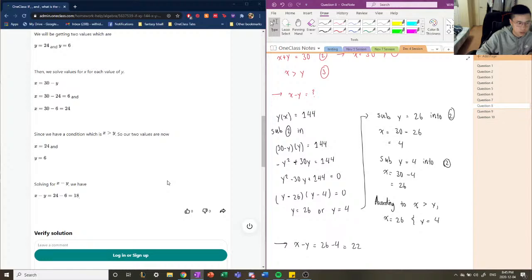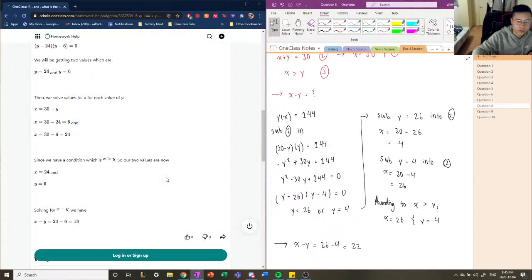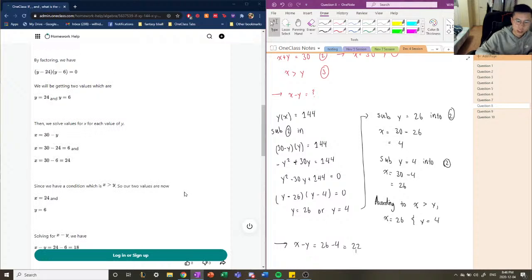Why is this 24? Oh, sorry, y equals 6 here. It's 24 and 6, sorry. Man, my factoring is so bad. Sorry about that. So the factors here are actually 24 and 6, not 26 and 4.